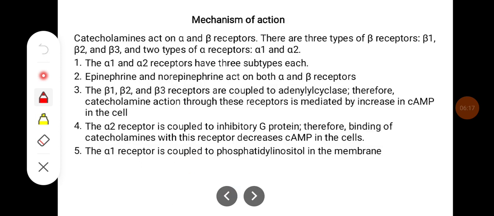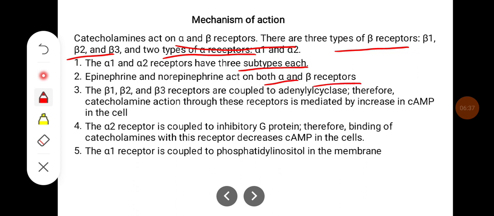Catecholamines act on alpha and beta receptors. There are three types of beta receptors: beta 1, beta 2, and beta 3, and two types of alpha receptors: alpha 1 and alpha 2. The alpha 1 and alpha 2 receptors have three subtypes. Epinephrine and norepinephrine act on both alpha and beta receptors.